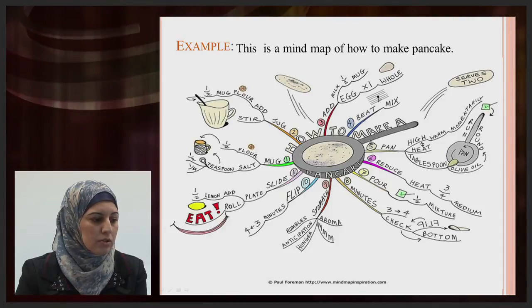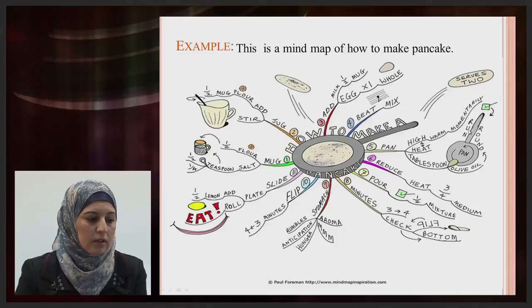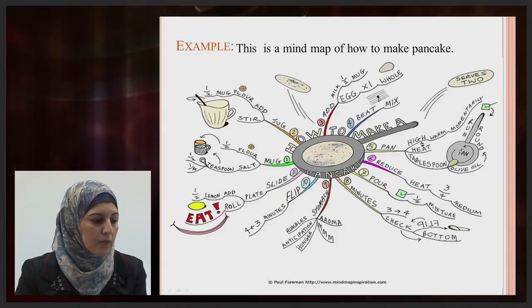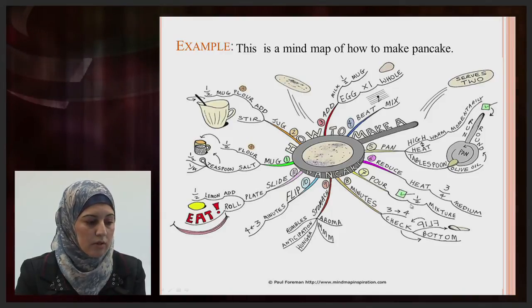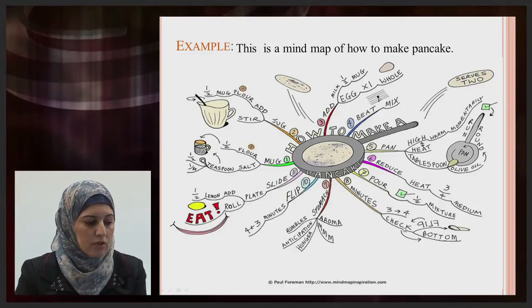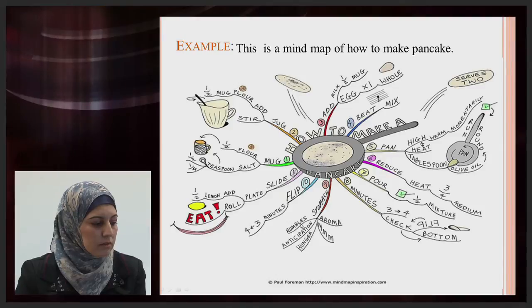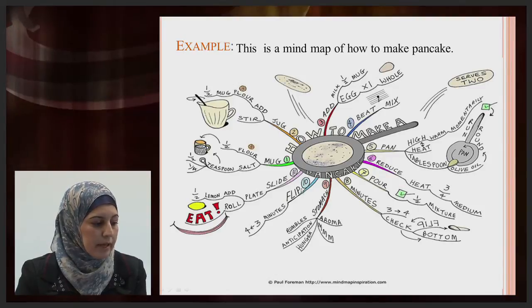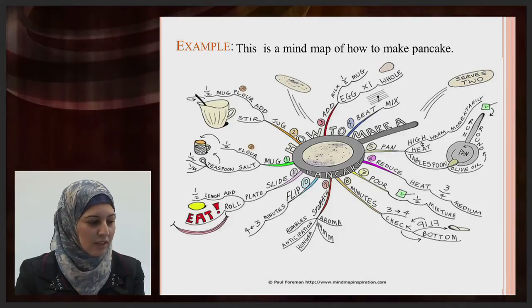Beat mixture. 5, pan. Here is the pan. High heat, tablespoon olive oil, then run around. Then number 6, reduce heat, medium. Number 7, pour, half mixture. Number 8, 3 to 4 minutes, check bottom, flip.